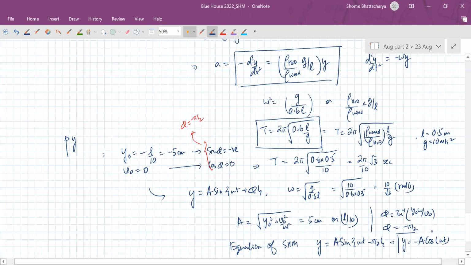It starts from negative of A, where the amplitude we have written now is 5 centimeters or L by 10, and omega is this much. So we know omega, amplitude, and phase constant, all three are solved. So we have the complete equation of SHM.